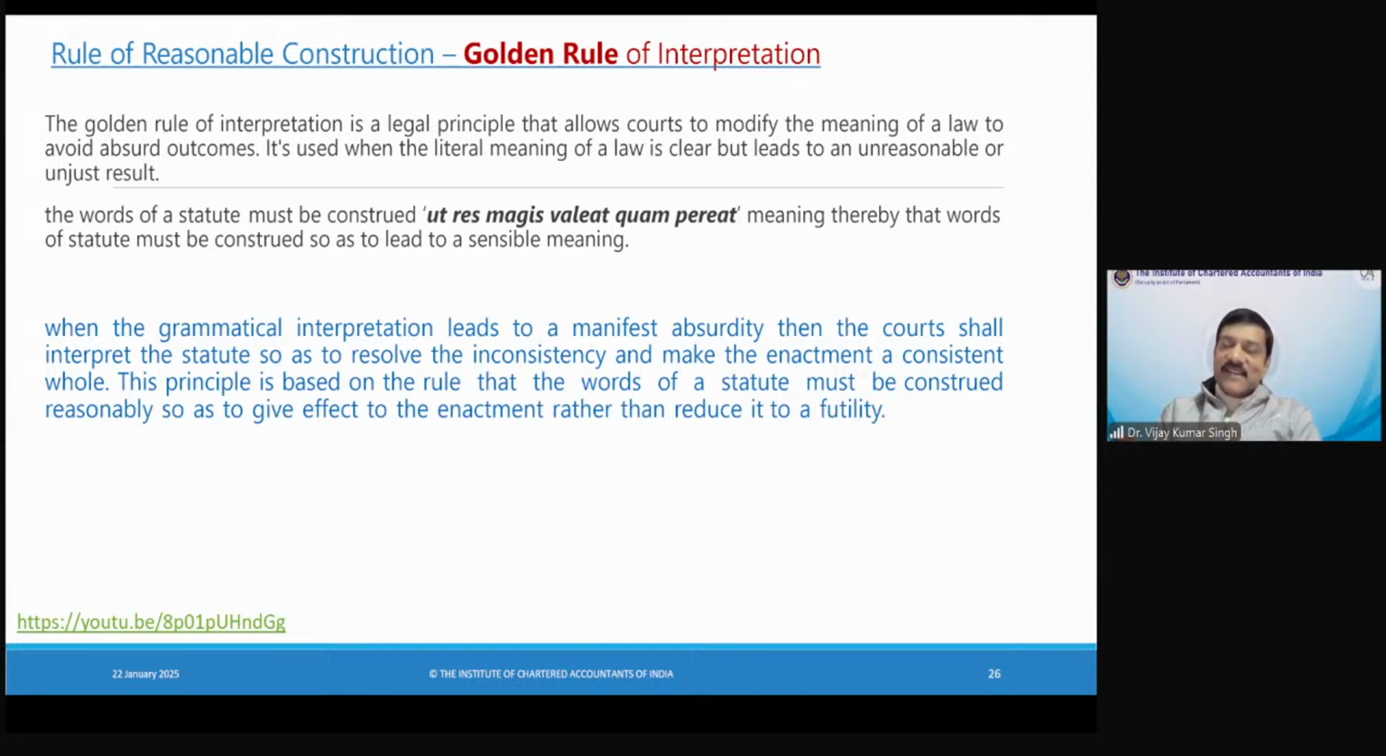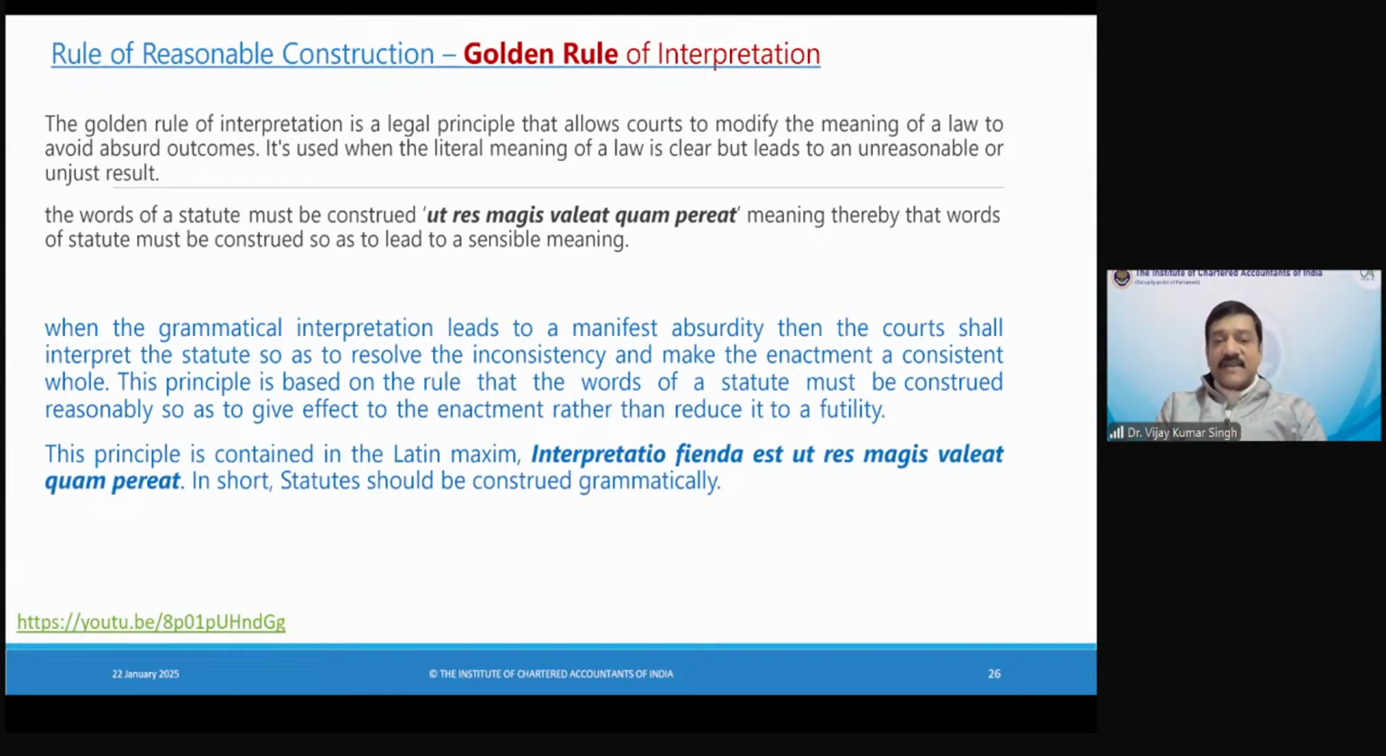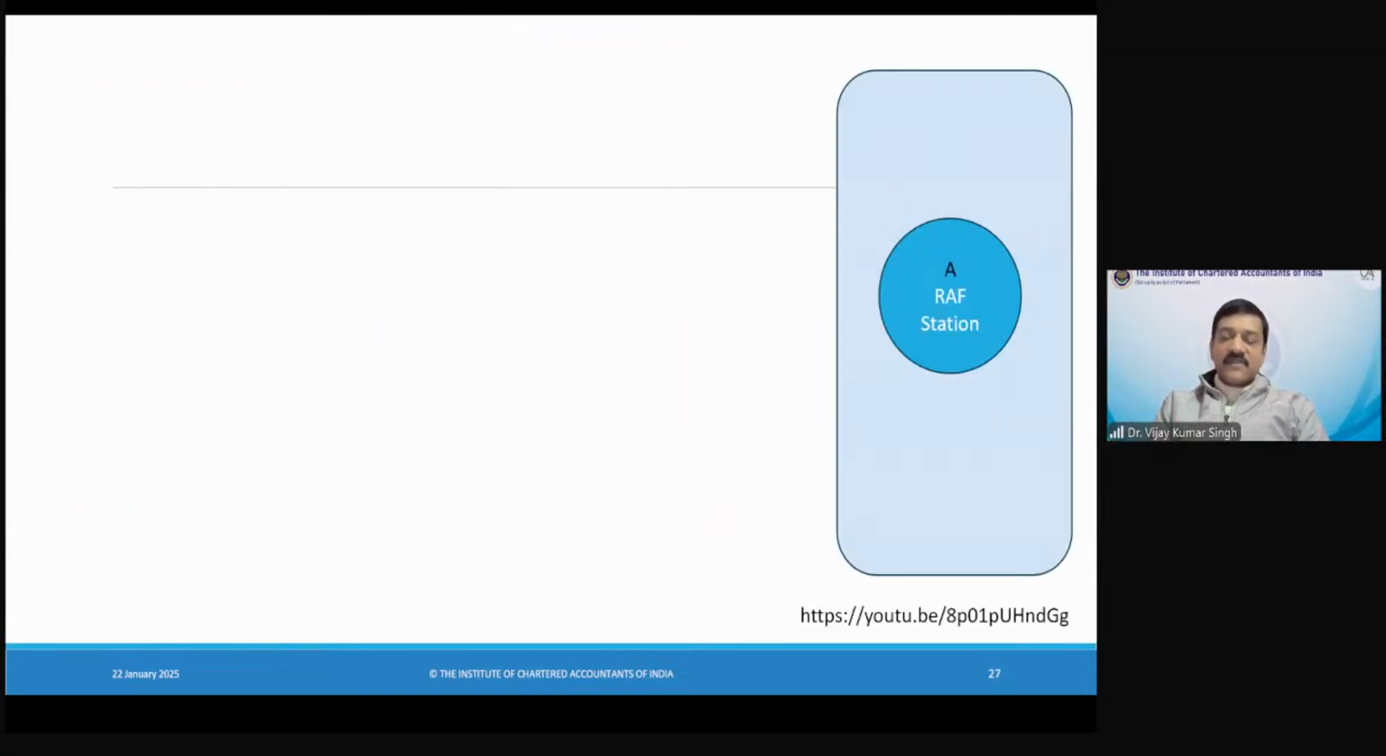So the objective is that law should be made workable. You remember one of the basic principles, that the law has to be made workable. You cannot just leave it. So that is the principle. The principle is contained in the Latin maxim, interpretatio fienda est ut res magis valeat quam pereat. In short, statutes should be construed reasonably. Now I will give you an example of this.